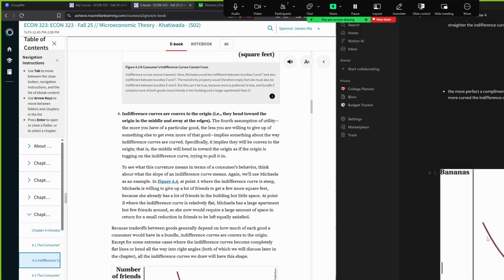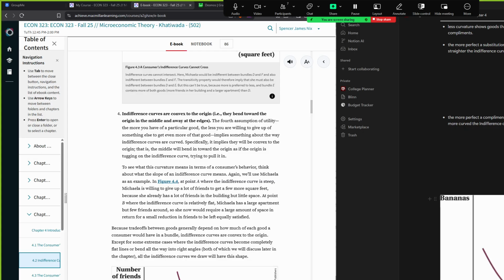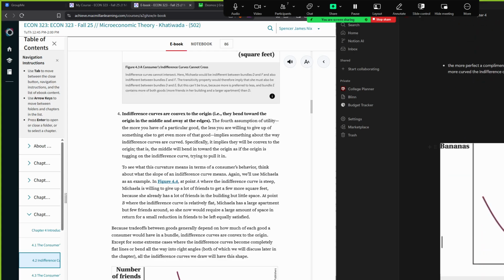Well, you see, it's a little bent, so they're not completely perfect substitutes, but it's really close to this line. This one has a little bit more of a curved or angled shape, so you can tell they're more of a complement. Like, yeah, I'd buy bananas, but I would give up a little bit of bananas to have some strawberries, right? And then my best utility would probably be right around there.